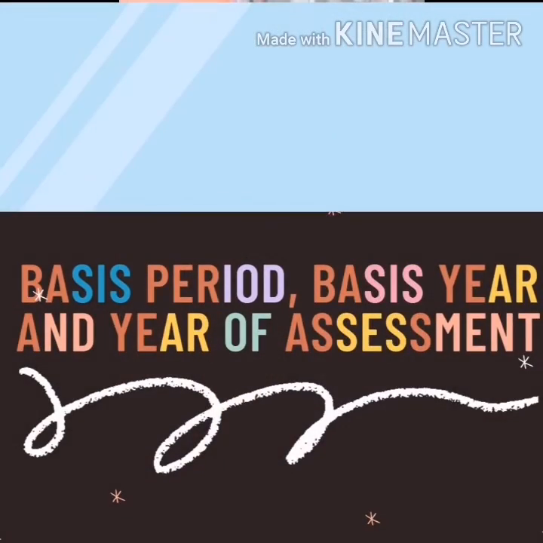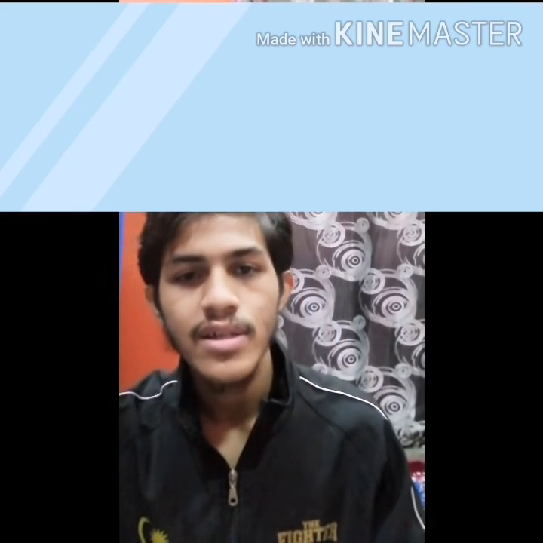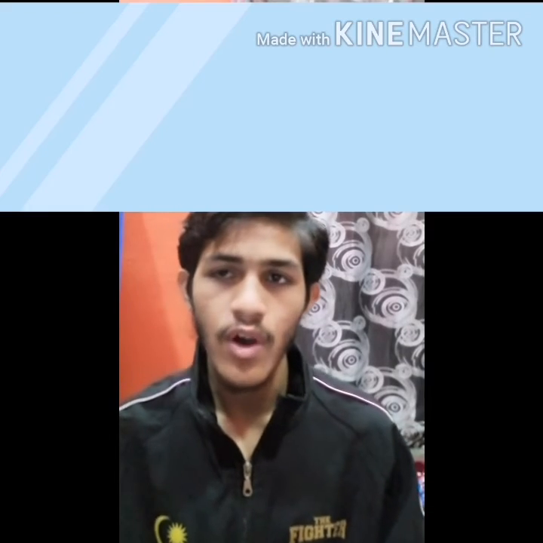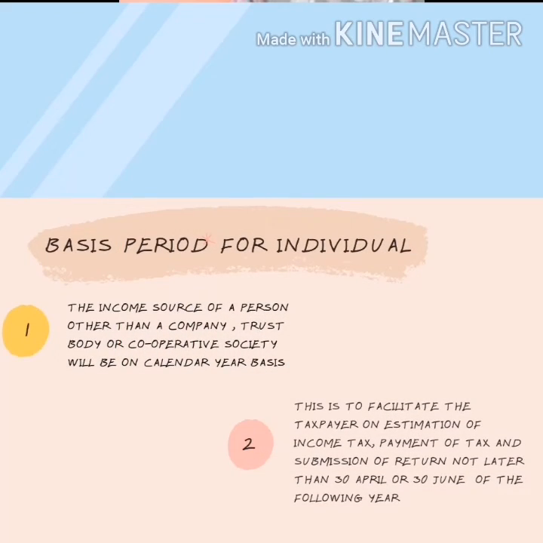Next, we proceed to basis period, basis year, and year of assessment. First of all, basis period for individual, which is the income source of a person other than a company, trust body, or cooperative society, will be on calendar year basis. This is to facilitate the taxpayer on estimation of income tax, payment of tax, and submission of return, not later than 30 April or 30 June of the following year. So this is basis period for individual.